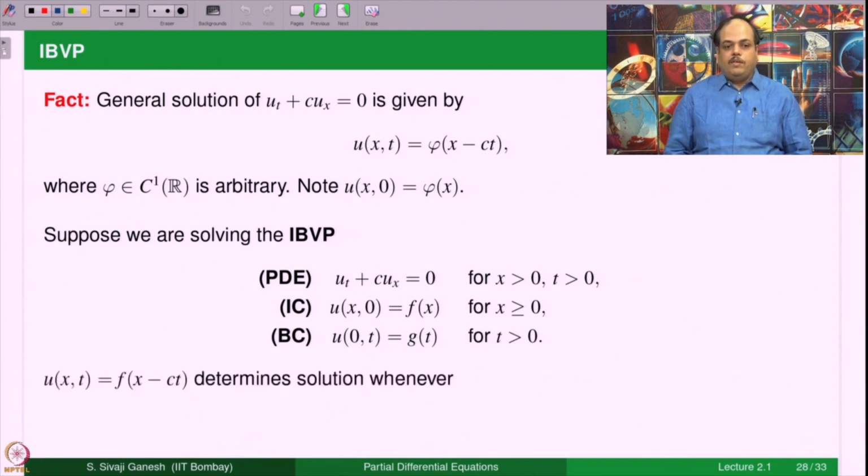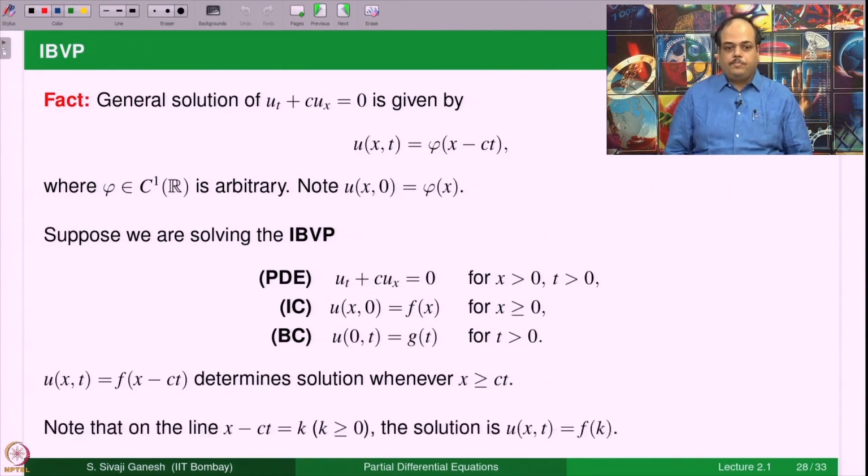Now, u(x, t) equal to f(x minus ct), because see here we said phi is the initial data, right. So, therefore, here also we have initial data. So, this determines the solution. f(x minus ct) will be a solution surely, no problem, but whenever x minus ct belongs to the domain of f, which is defined only for values greater than or equal to 0, therefore, this determines a solution whenever x is bigger than or equal to ct. We will see a picture soon.